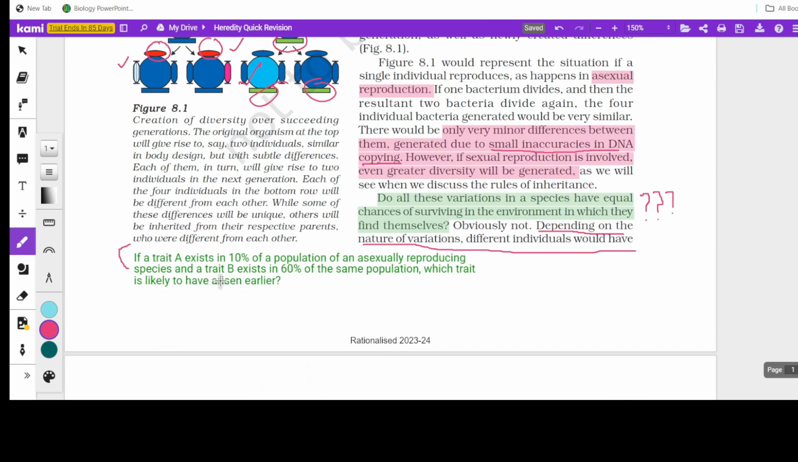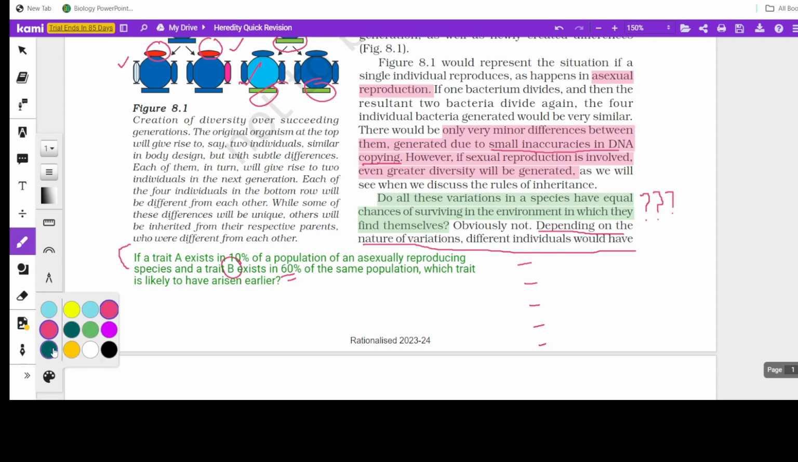If a trait A exists in 10% of the population of an asexually reproducing species and a trait B exists in 60%, which trait is likely to have arisen earlier? Obviously it is the trait B, because it is found in around 60% of the population. So that trait is seen in the maximum number of generations.